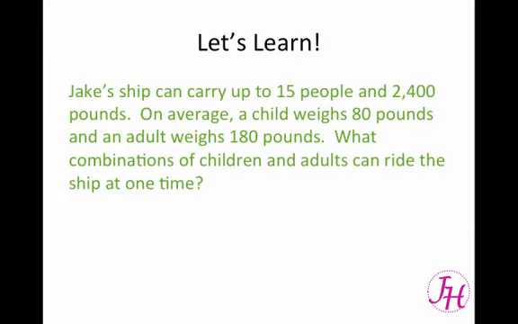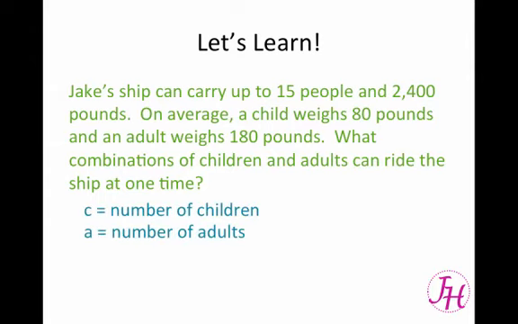Jake's ship can carry up to 15 people and 2,400 pounds. On average, a child weighs 80 pounds and an adult weighs 180 pounds. What combinations of children and adults can ride the ship at one time? So first we need some variables. Let's let C equal the number of children and A equal the number of adults.